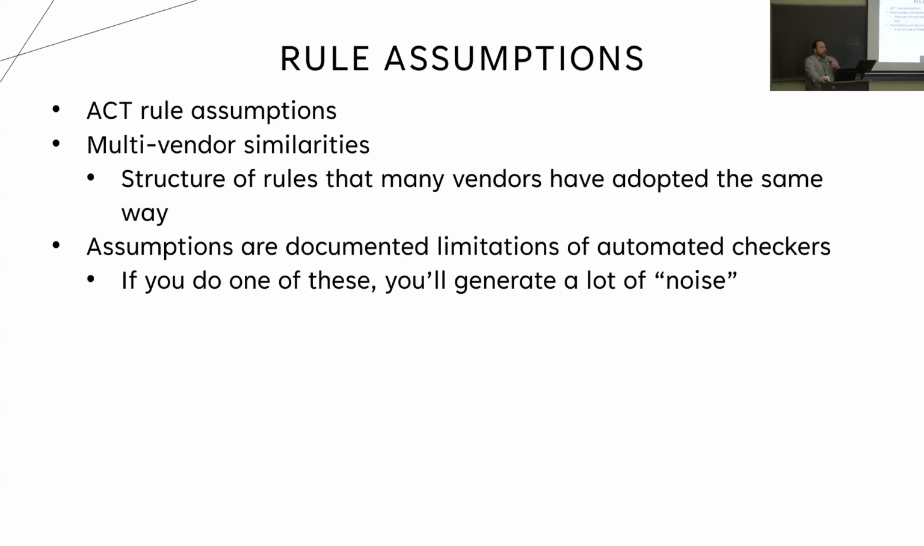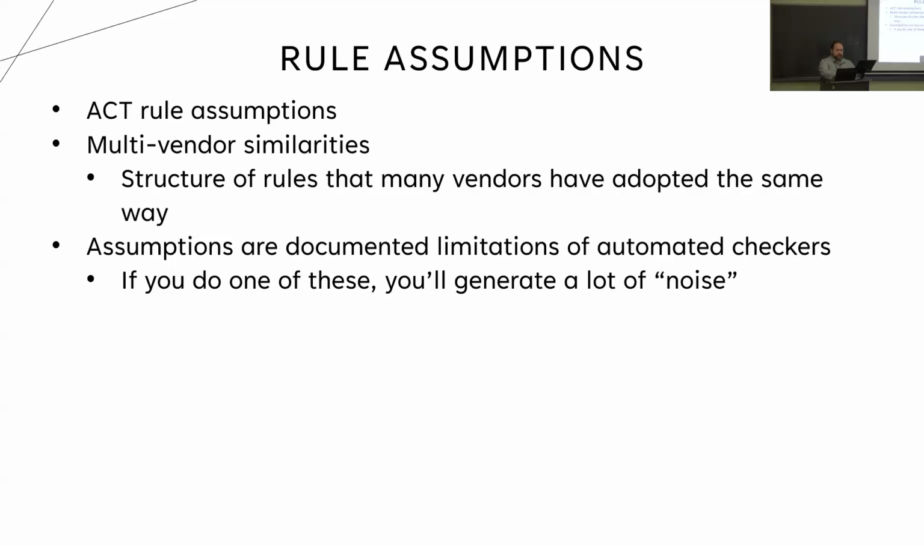I think we should also talk about some rule assumptions. So there's ACT rule assumptions. ACT rules are a set of standardized accessibility testing rules to promote consistency and reliability in automated testing across the different rules and vendors. Basically, they define how to test web content in a precise, consistent, and machine-testable way. In most ACT rules, there's something called an assumption.